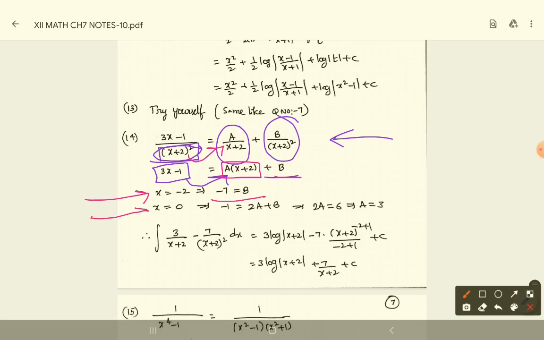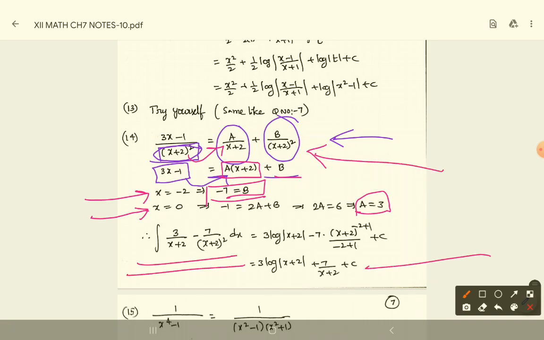Substitute x as any value. Better to take a very simple value for calculation so that you get the a value. Substitute the a value and b value in the expression. Then integrate individually, and you will get it like this. Hope you are getting it.